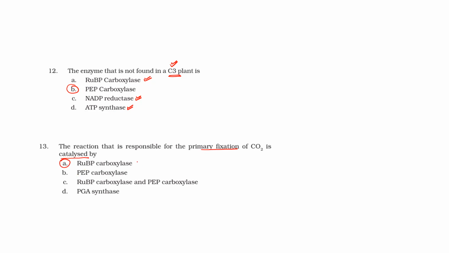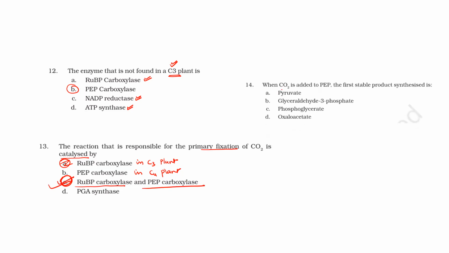Now, this is in the C3 plant and this is in the C4 plant. So the answer will not be this one. The best choice will be C because this is in the C3 plant and this is in the C4 plant. Clear, beta? When carbon dioxide is added to the PEP, the first stable product synthesized is oxaloacetic acid, in the C4 pathway.